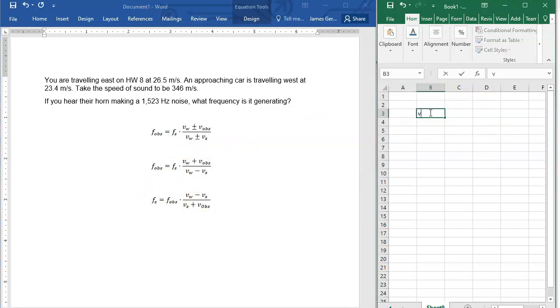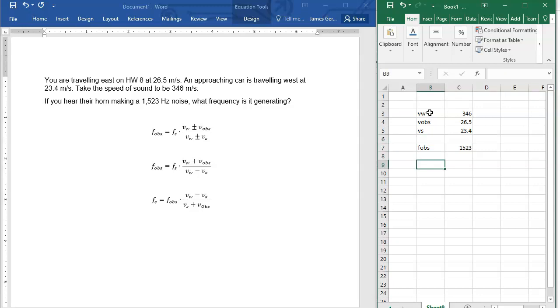So let's go up here. The velocity of sound is 346 meters per second. The velocity of the observer is 26.5 meters per second. The velocity of the source is 23.4 meters per second. And the frequency the observer hears is 1523.